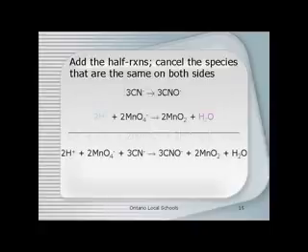Here's what we're left with when we do the cancellations. For the oxidation half reaction, we have 3 CN minus yields 3 CNO minus. For the reduction half reaction, we have 2H plus plus 2 MnO4 minus yields 2 MnO2 plus H2O. We add those together, and we get 2H plus plus 2 MnO4 minus plus 3 CN minus yields 3 CNO minus plus 2 MnO2 plus H2O. This is really step 7 of balancing as though this were an acidic solution, so that's where we are at right now.